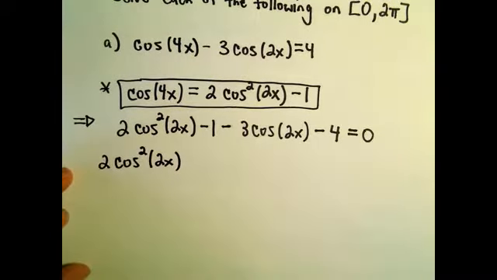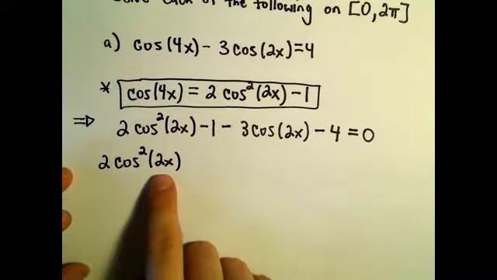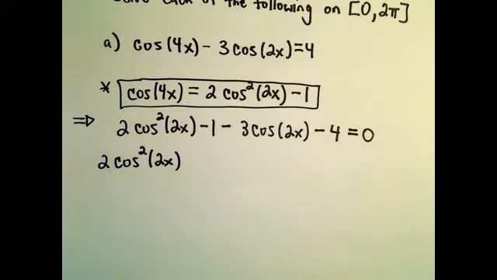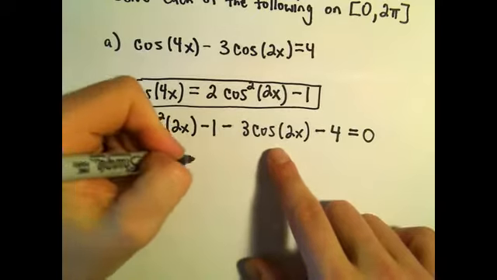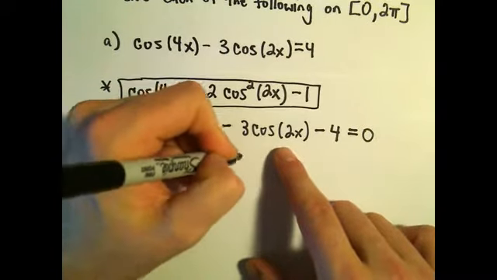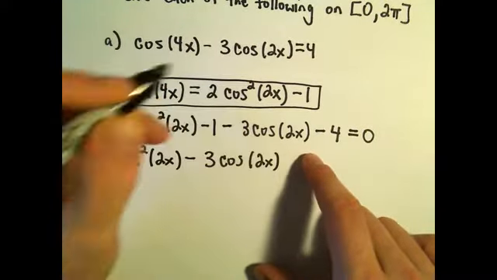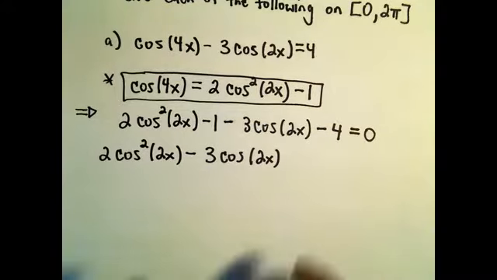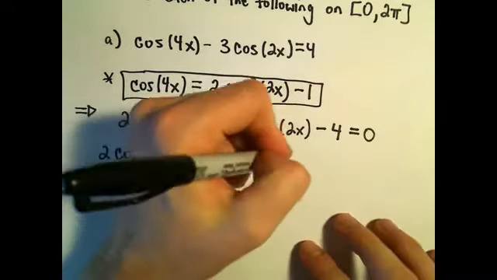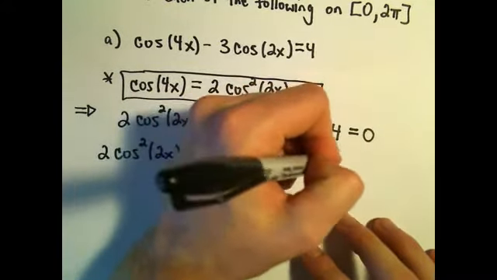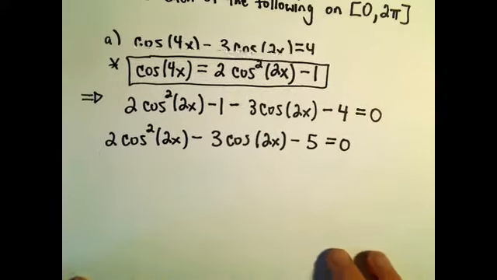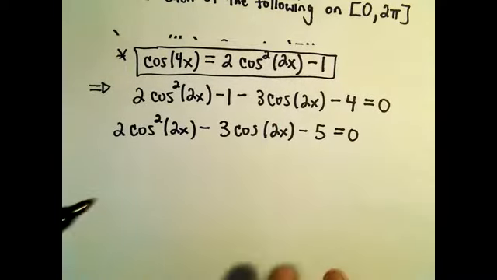If not, it's going to be a quadratic in cosine of 2x. And we've seen how to use the quadratic formula to solve trig equations. So if nothing else, as a last resort, I can always use the quadratic formula. So let's see, we've got negative 1 and negative 4, which is going to be negative 5 equals 0. Let's see if we can get this to factor a little bit.